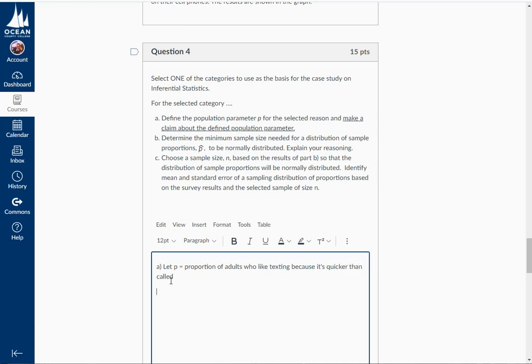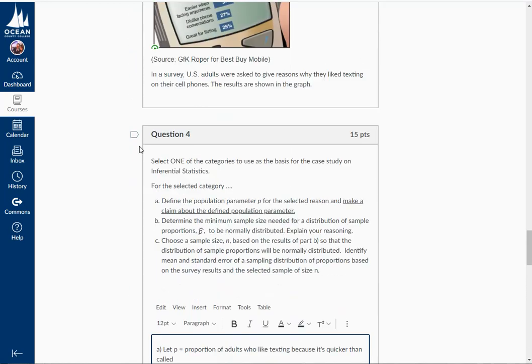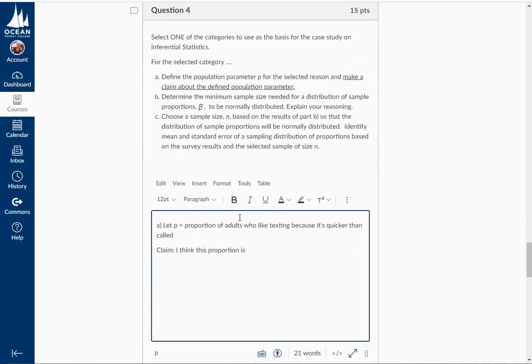And my claim here is going to be this. The survey said it was 56%. So my claim is that I think the proportion is greater than 56%. I actually think in the real world it's higher than this. So we're going to work through a hypothesis test to test this.